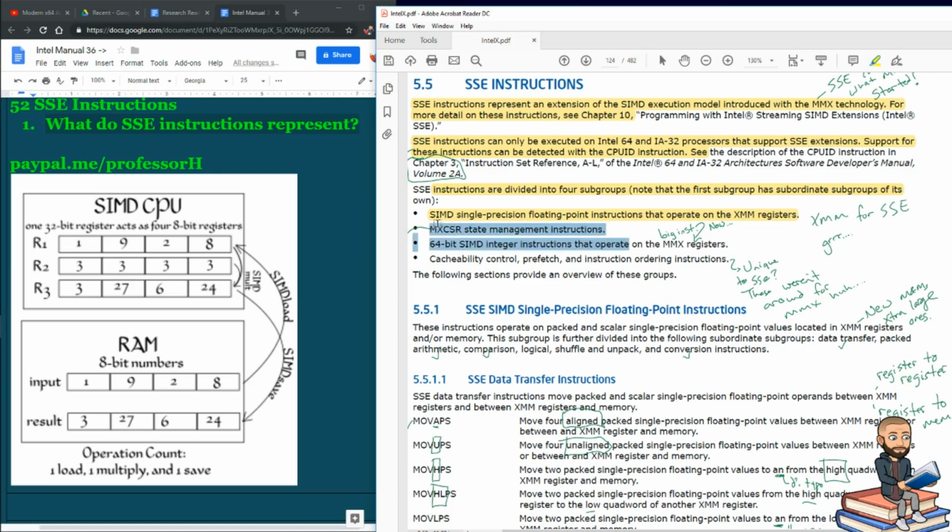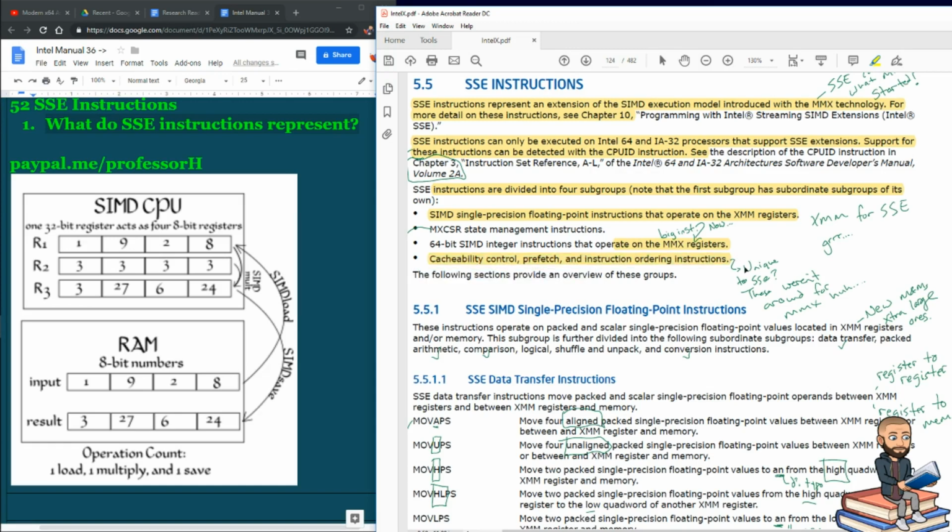Well, on to the second subgroup. That's the MXCSR state management instructions. The third one is 64-bit SIMD integer instructions that operate on the MMX registers. And this last one, we have cacheability control, prefetch, and instruction ordering instructions. Try saying that 10 times fast.